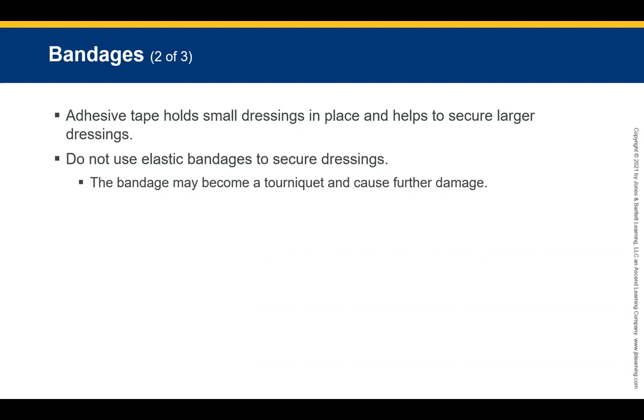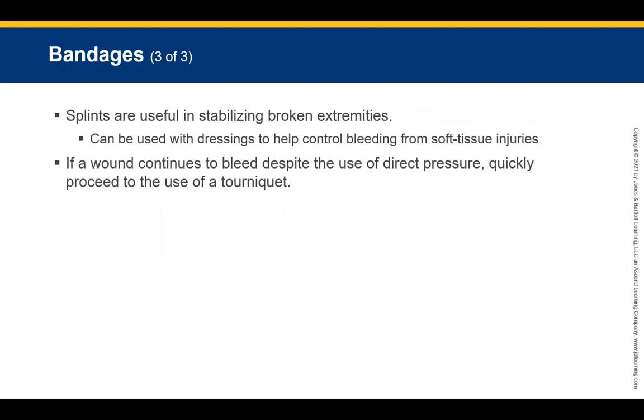And any time that you bandage an area, doesn't matter if it's a soft splint, a Curlex roll, whatever, you always need to check the distal pulse on that limb to make sure that you haven't created any type of impairment of circulation or loss of sensation. And that goes the same way with splinting. You should always check for a pulse prior to splinting and after you splint an injury. Air splints and vacuum splints are very useful in stabilizing broken extremities and can be used to help control the bleeding from soft tissue injuries. If a wound continues to bleed despite the use of direct pressure, quickly proceed to the use of a tourniquet.